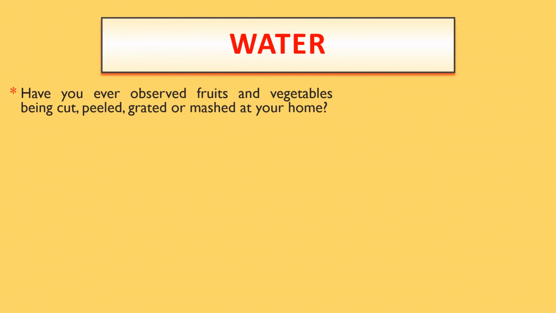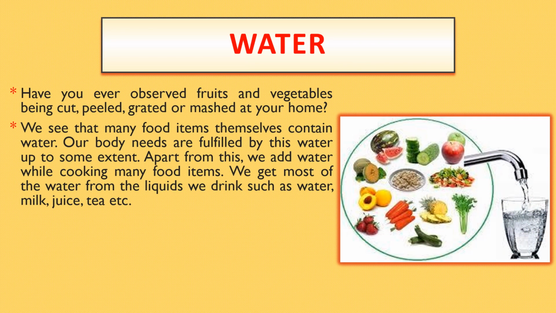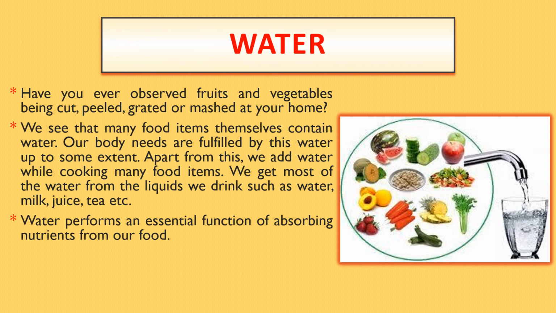Next is water. Have you ever observed fruits and vegetables being cut, peeled, grated or mashed at your home? Definitely you see. Some of the food items themselves contain water. Our body needs are fulfilled by this water up to some extent. Apart from this, we add water while cooking many food items, like when we cook curries. We get most of the water from the liquids we drink, such as water, milk, juice, tea, etc.